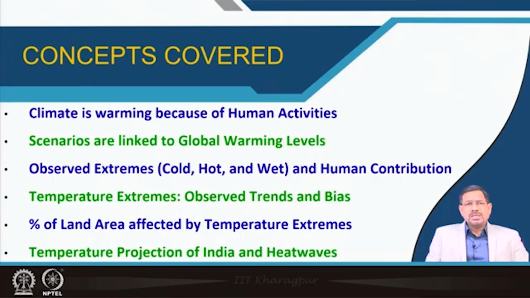Then we will also see, in terms of land area, the land and oceanic distribution over the earth's surface. How much percentage is land area, because we live on land? Human beings live on land. So, how much percentage of the land area is affected by extreme temperature? We need to be worried about that, and we need to do something.